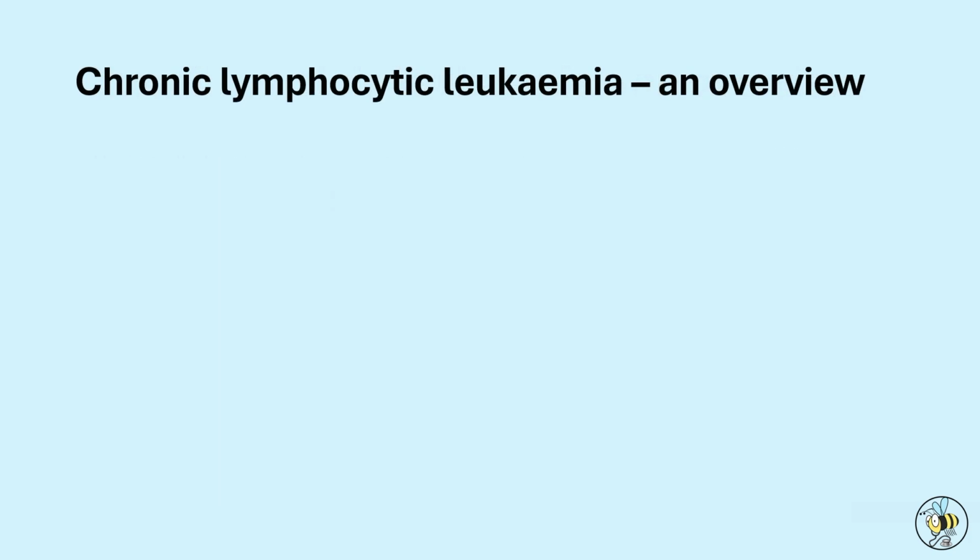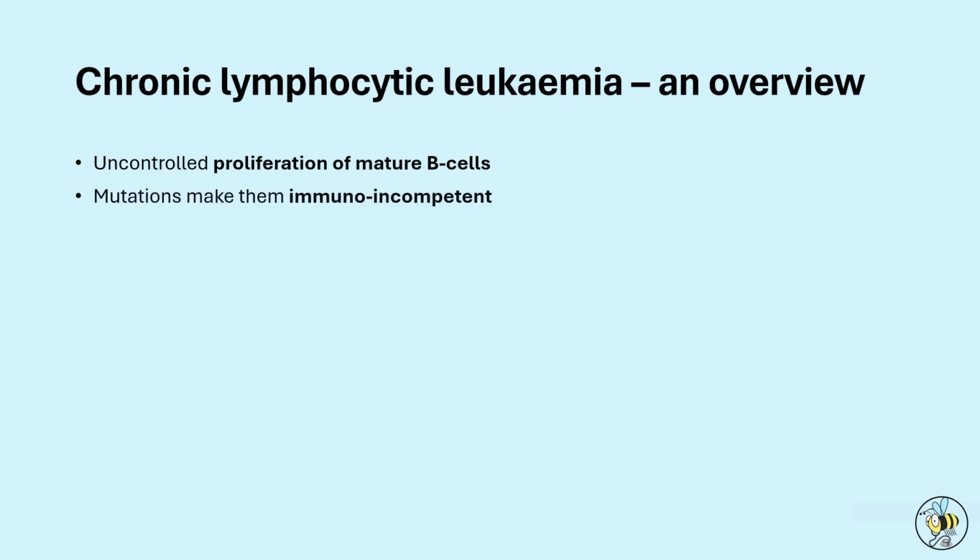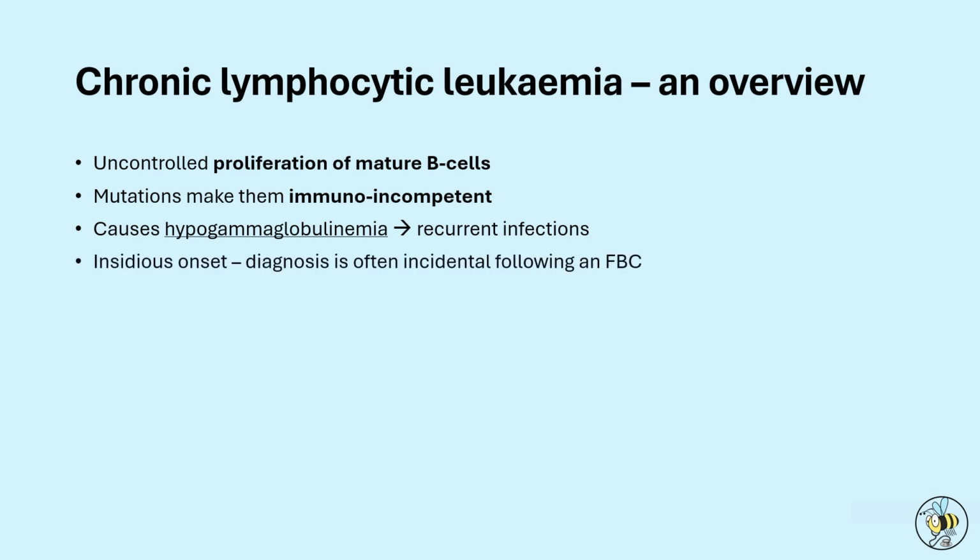Chronic lymphocytic leukemia is a leukemia of the elderly with an average age of onset being 72 years old. It is due to uncontrolled proliferation of mature B cells. Mutations in these cells make them immunoincompetent, i.e. cannot properly make functional antibodies to pathogens. Hence, hypogammaglobulinemia is a characteristic feature resulting in recurrent infections. The disease has an insidious onset and patients often are diagnosed incidentally following a blood test.